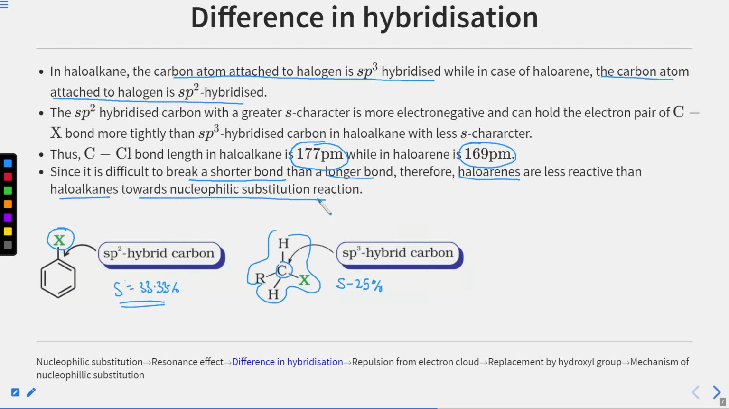And both of the factors we have seen earlier are, in a way, not allowing the bond between C and X to break. So therefore, both of these mechanisms, SN1 and SN2, are violated, or you can say prohibited. And therefore this haloarene cannot undergo nucleophilic substitution. So these are the two reasons.